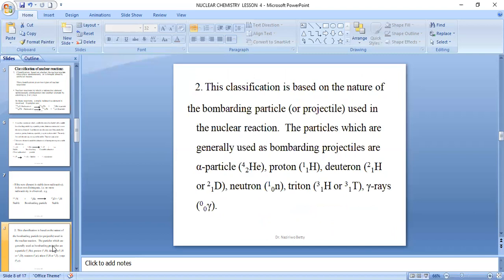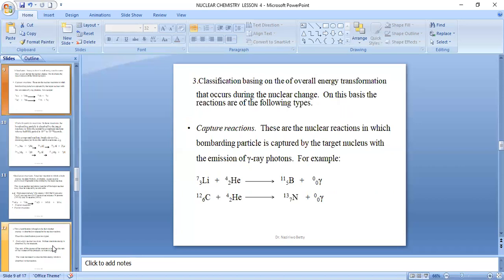This classification is based on the nature of the bombarding particle or the projectile used in the nuclear reaction. The particles which are generally used as bombarding projectiles are the alpha particles, the protons, neutrons, tritons, gamma rays, and others. The third classification is based on the overall energy transformation that occurs during the nuclear change. We also have the following types of reactions.